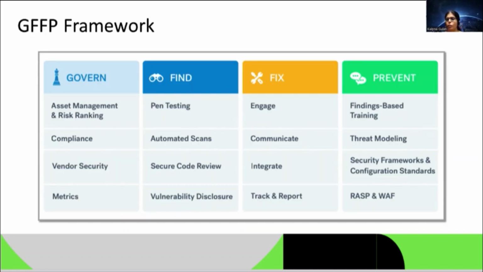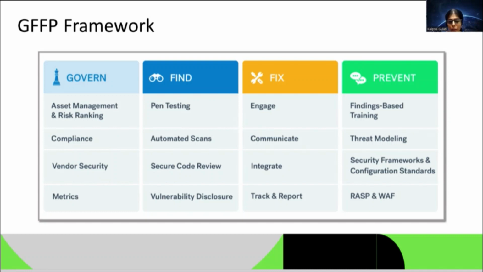A very efficient framework that allows us to do this is called the GFFP framework. The GFFP framework is based around the govern, find, fix, and prevent theory. What it says is that you have to govern a couple of things, which include your assets, which include your compliances. It could be GDPR, it could be SOC 2, it could be any legal compliances specific to the federal governments, it could be anything.